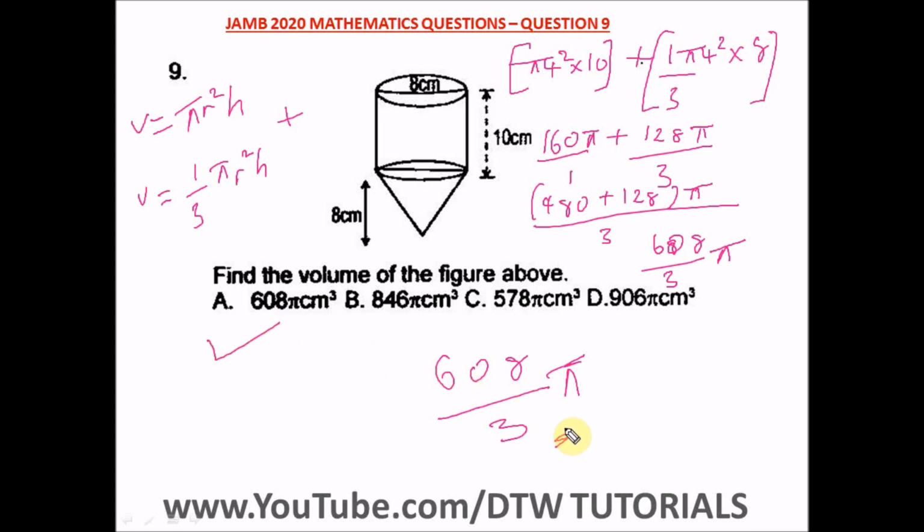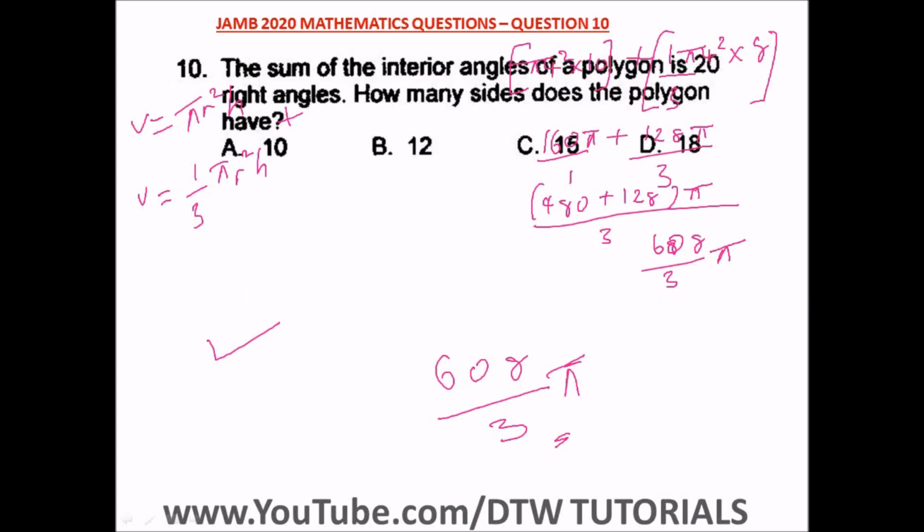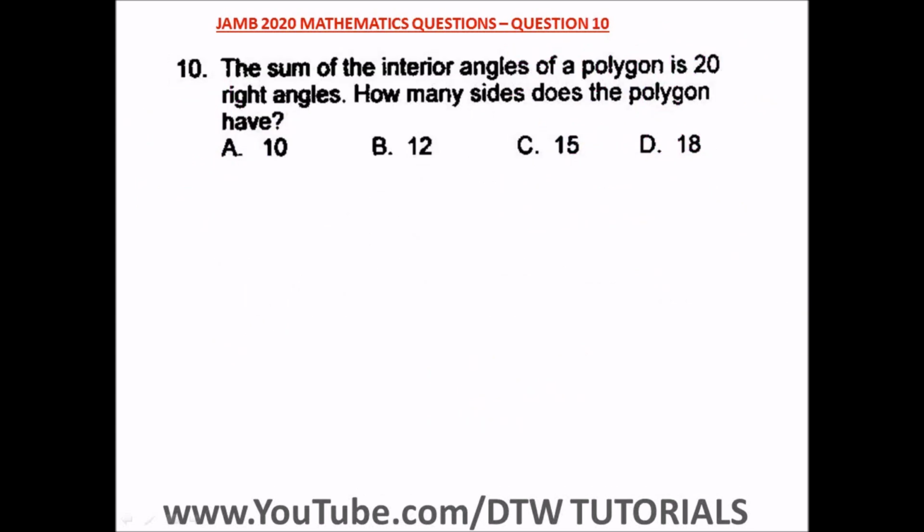So in Jamb, sometimes we can't leave our answer blank. We have to pick an answer. So pick something that is nearest to this, which is A. So that is that. We go to the next question, which is question number 10. So we have question number 10 of the Jamb 2020 examination.